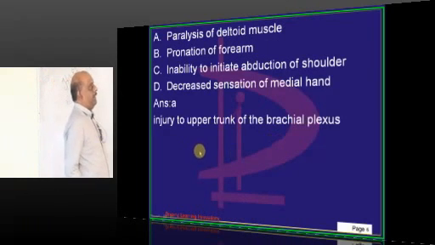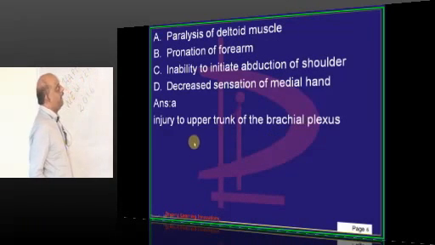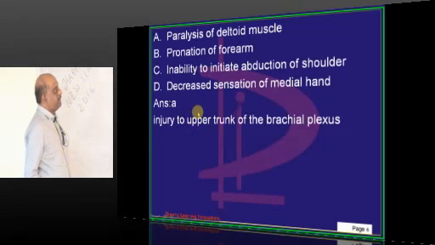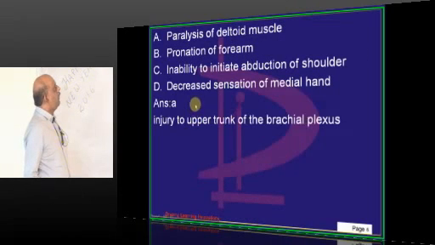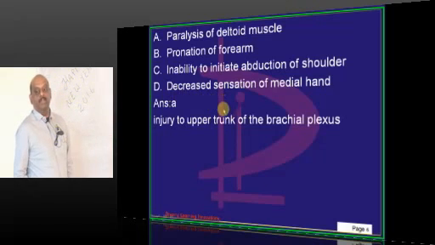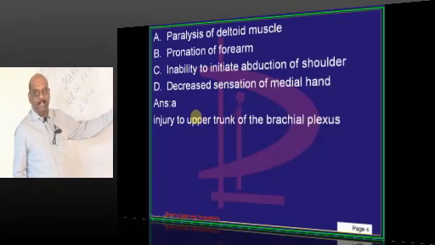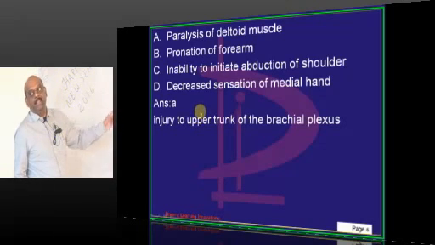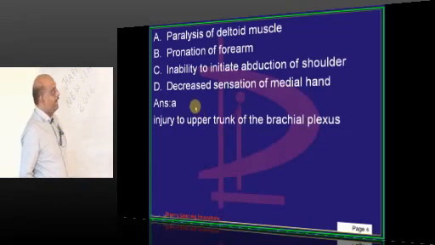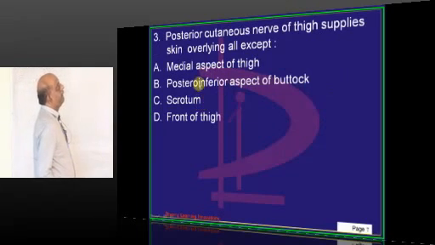So what do you see in the injury of the upper trunk of the brachial plexus? We see all this but not decreased sensation on the medial hand. D should be the correct answer, not A. A small correction, doctor: D is the correct answer, not A, for this question.